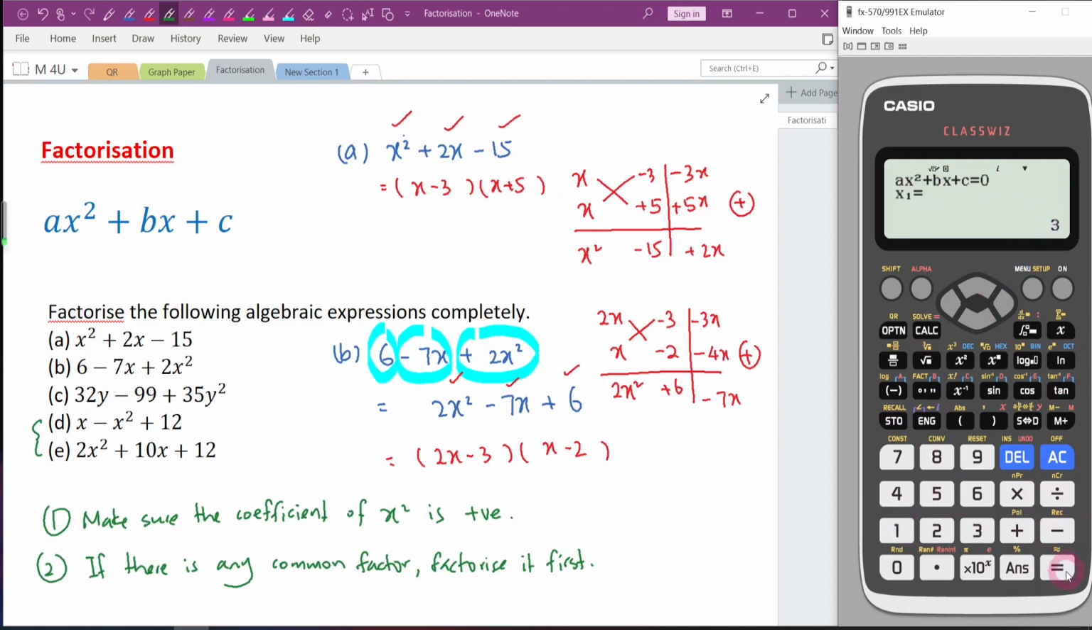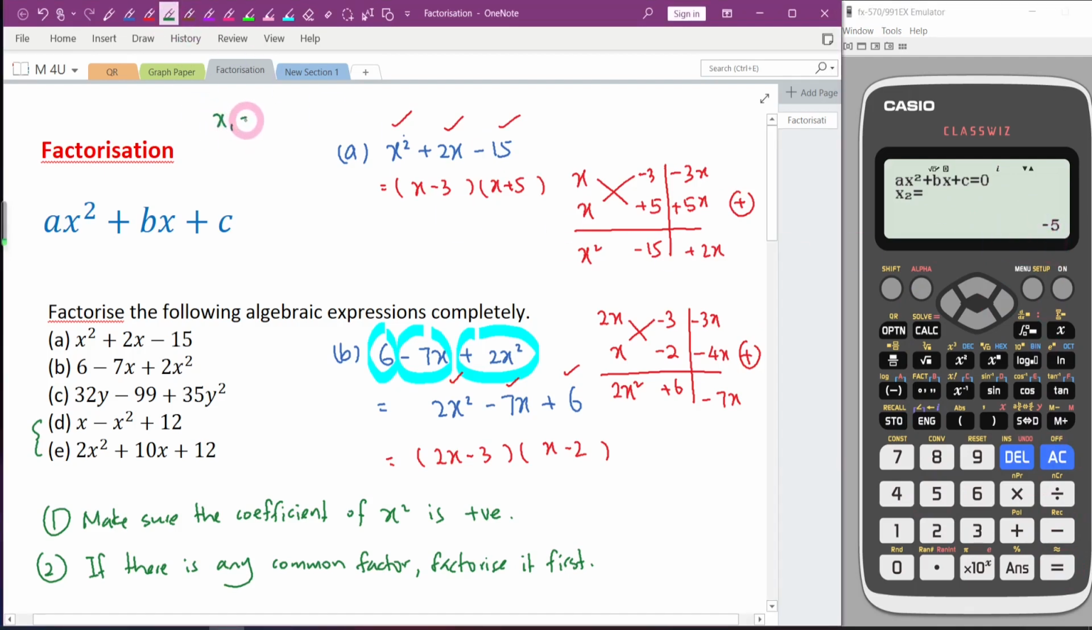x1 is equal to 3. x2 is equal to negative 5. So what do we need to do next? Write two parentheses. If you get all integers, you can just write the x next to the parentheses here. It's okay. If you get positive, we write negative. If we get negative, we write positive.